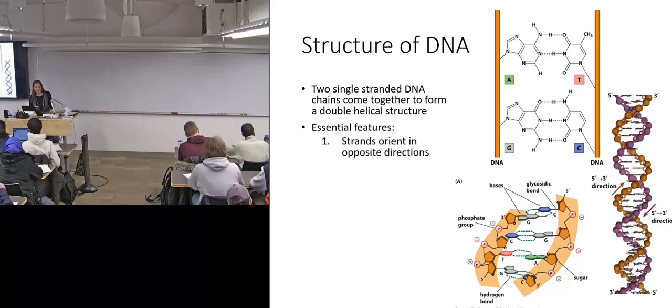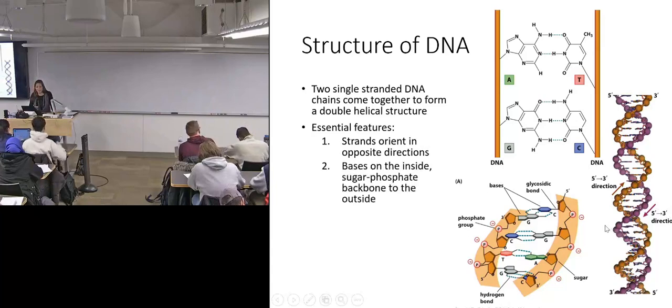So one, the strands are going to orient themselves in opposite directions, okay? The 5' end of one strand and the 3' end of the other one are near each other, and vice versa. 5' to 3', and 5' to 3' goes the other way on the second chain. Essential feature number 2, bases are on the inside, and the sugar phosphate backbone is on the outside.